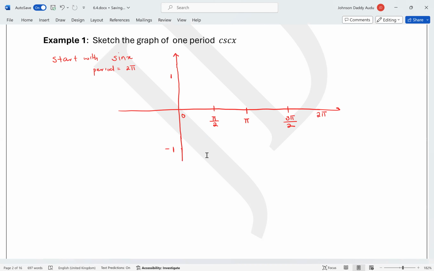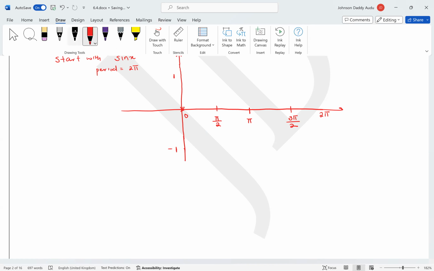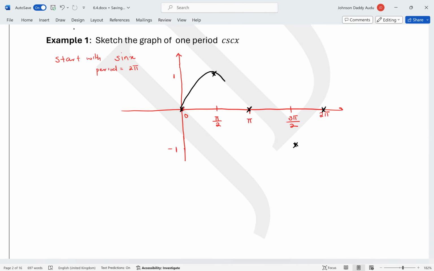Right, so at x equals 0, sine x is also 0, so we are here. And then x equals pi over 2, it's going to be here. At x equals pi, we're back to 0. At x equals 3 pi over 2, we're back to the minimum. And at 2 pi, we're back to 0, which is the baseline. So this is the graph of sine x.